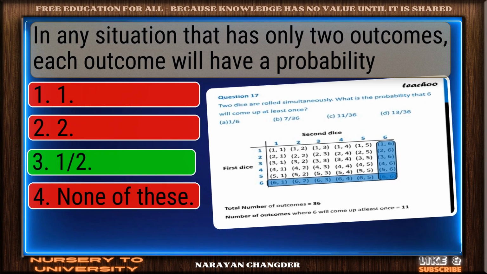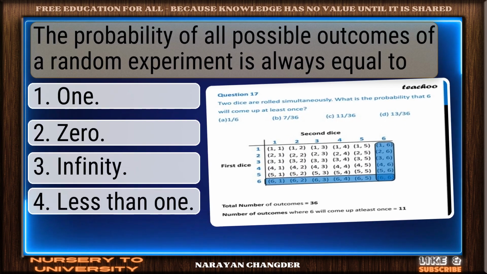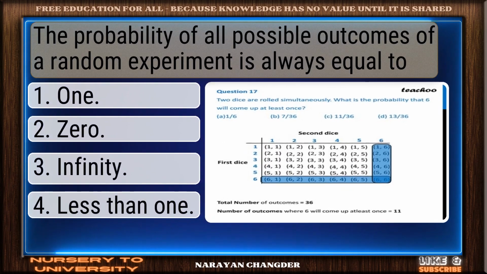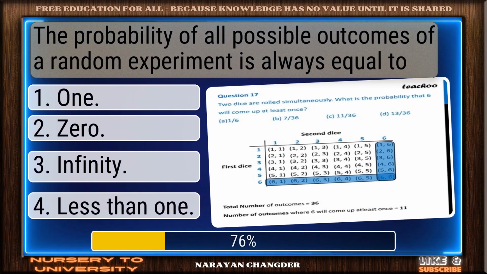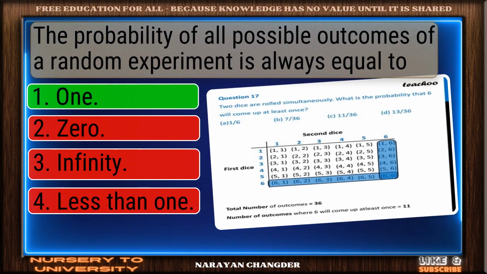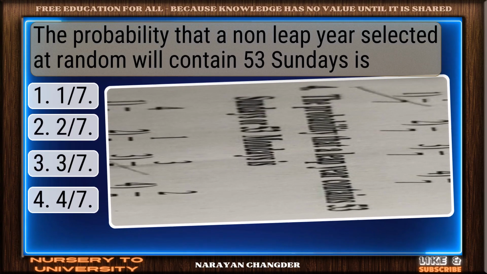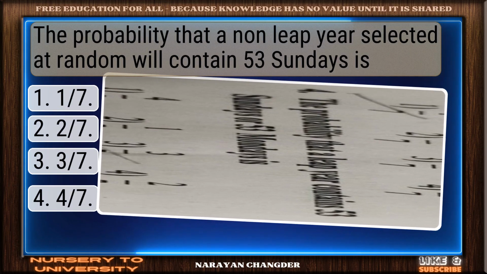Smart pick. 1/2 is correct. The probability of all possible outcomes of a random experiment is always equal to. Excellent. 1 is well reasoned. The probability that a non-leap year selected at random will contain 53 Sundays is?